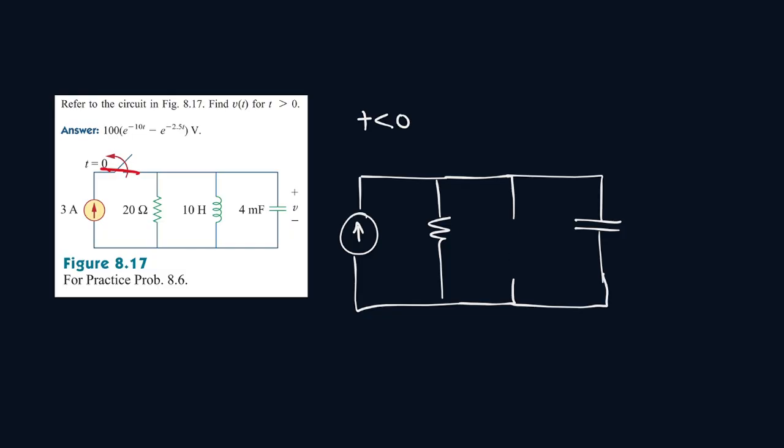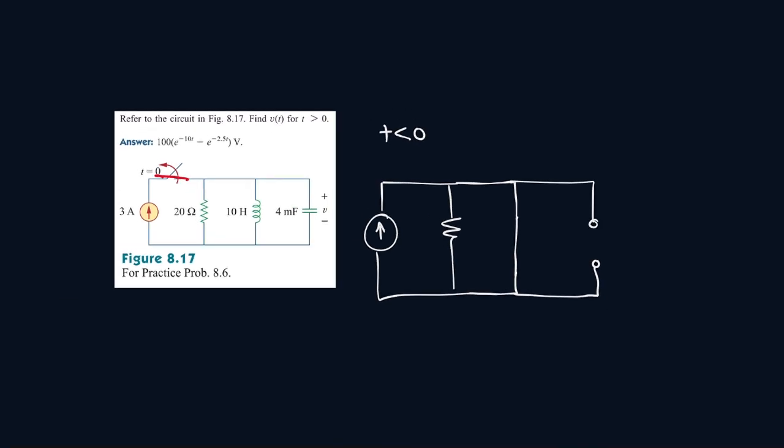So pretty much this becomes a closed wire. Short circuit, so it becomes a closed wire, and this becomes an open circuit. So we have 3 amps traveling through here. We have 20 ohms, and then we have a voltage here. So right now we need to find the initial voltage. Sorry, we have to find the voltage at this region.